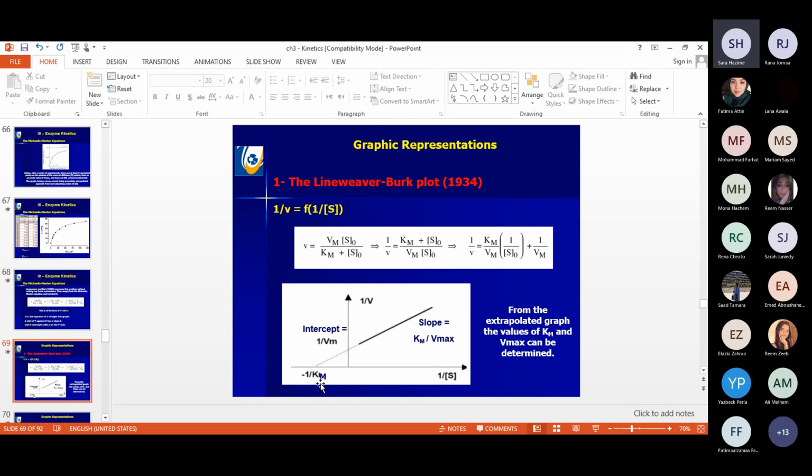So you just need to draw 1 over V as a function of 1 over S, and do an extrapolation of your plot, and in this case you can determine the value of 1 over Vmax.